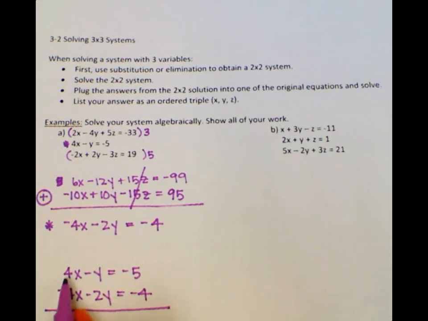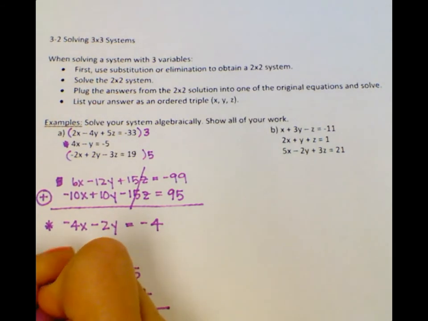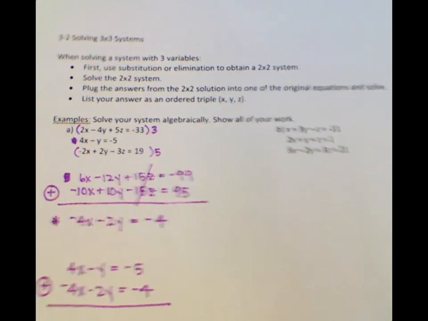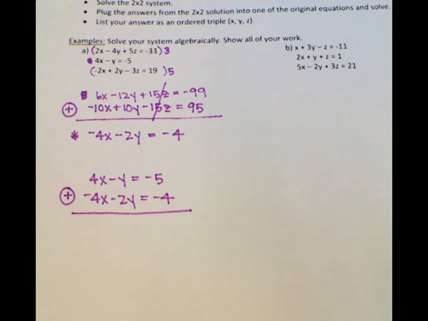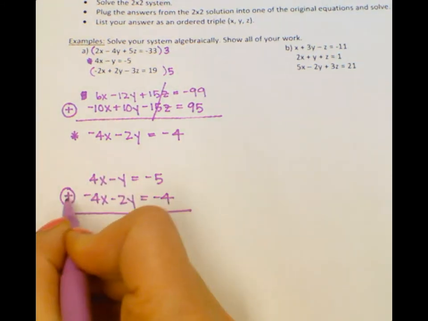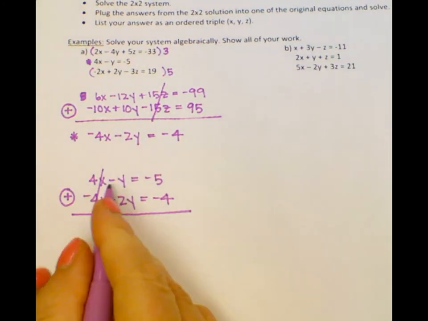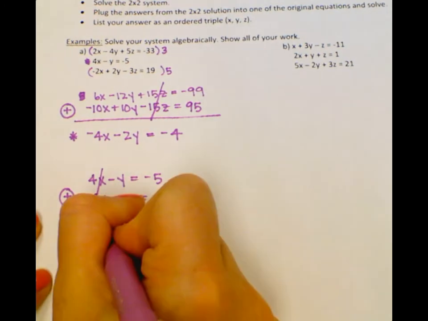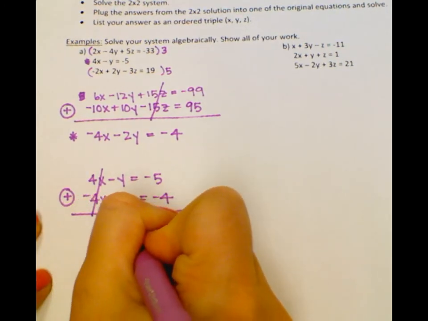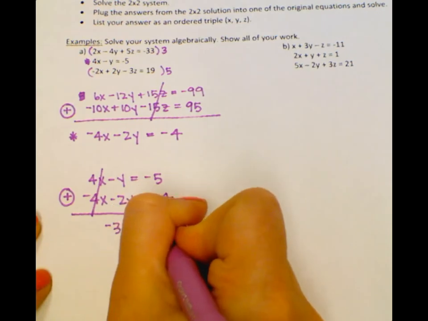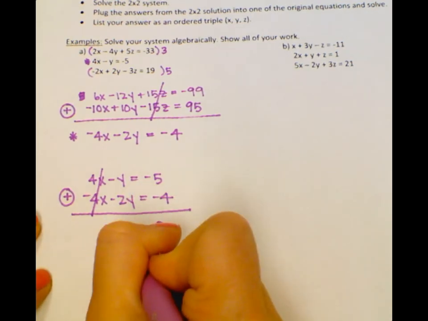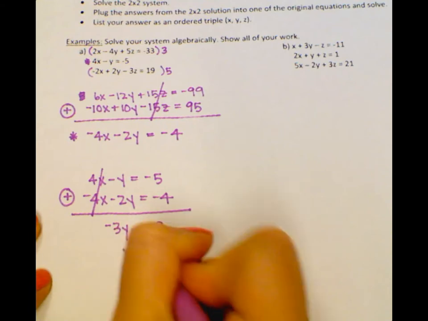Now, to get rid of a positive and negative, I know I'm going to add. So that's the first thing you're always going to do, guys, is fix your problem to where you have 2 by 2's, because that's what we've been working on all week, trying to figure out how to solve these by elimination and substitution. So 4 plus negative 4, those go away. Negative 1 plus negative 2 is a negative 3. Negative 5 plus negative 4 is negative 9. So you're going to divide by that negative 3, and you get y is 3.